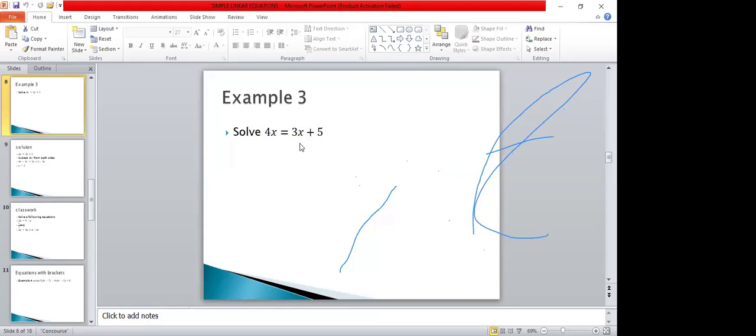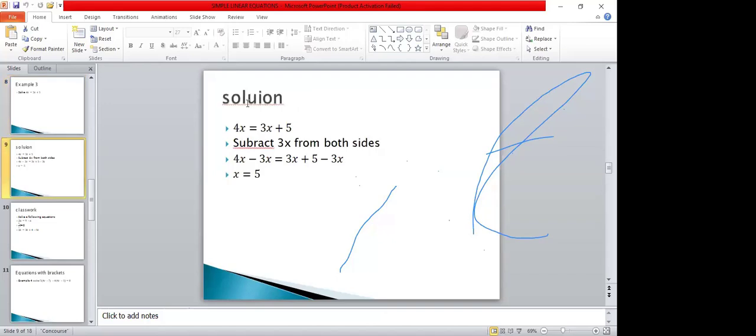So now, let's move on to the next step. We need to take away this 3x from here. How do we take it away? We find the additive inverse of 3x. 3x here is positive, so we need to subtract it in order to remove it. So you see, subtract 3x from both sides.